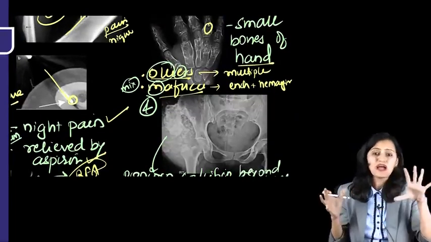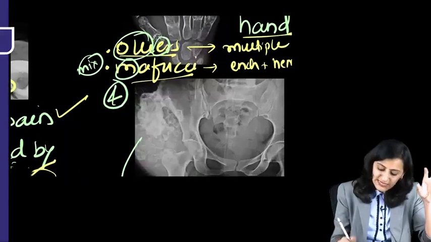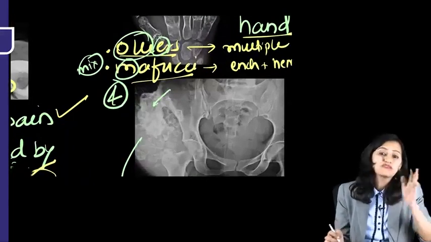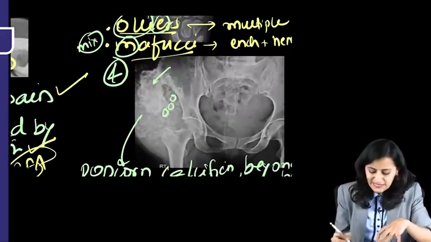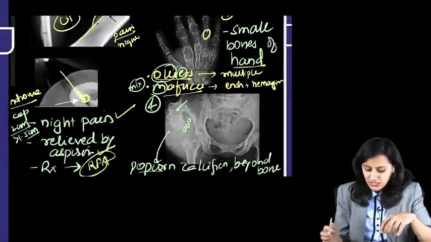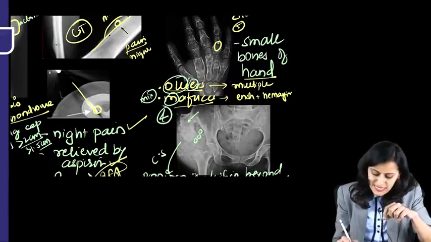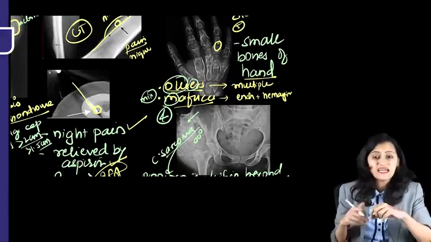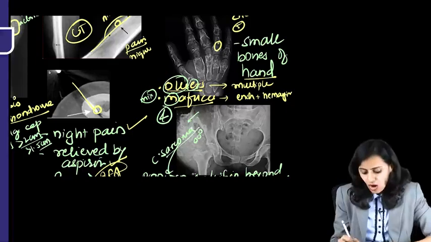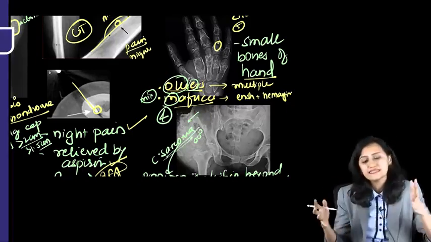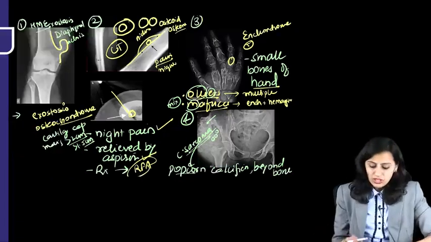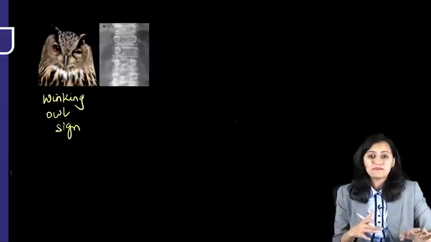Next one here, when you have a lesion which is extending beyond the bone, involving the flat bone, and it has this popcorn type of calcification, then you should think of chondrosarcoma, especially in the elderly patient. So chondrosarcoma, like the chondroid tumors, has popcorn calcification and extends beyond the bone. So that was the summary of the primary bone tumors.